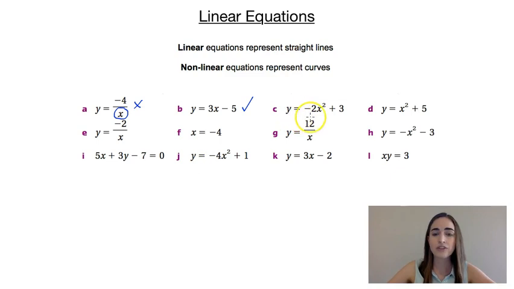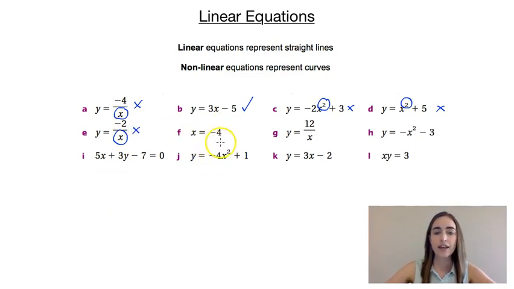Question C, we've got y equals minus 2x squared plus 3. That one is a non-linear equation, and it's because of that squared on the x there. This one's y equals x squared plus 5. Again, our x term is squared, so it will be non-linear. This one here, we've got y equals minus 2 over x. Again, that x is in the denominator, so that's going to be a non-linear equation.